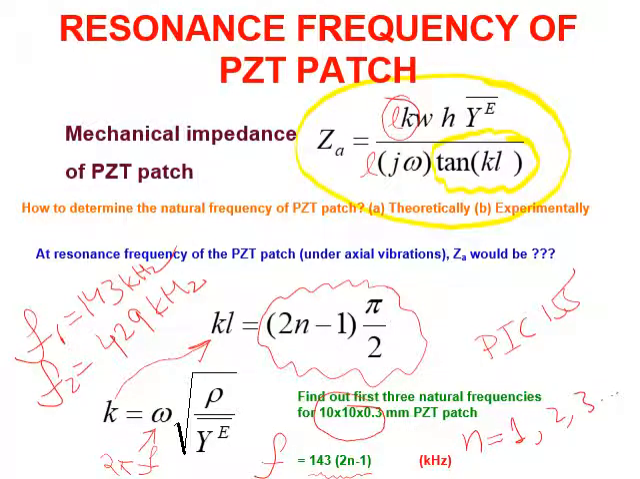Now how do we get it experimentally? We'll do this experimentation also in the lab. We have to hang a piezoelectric patch without bonding it to a structure, and obtain its signature using the LCR meter. You will find the peaks. The peaks are at the resonance frequencies.